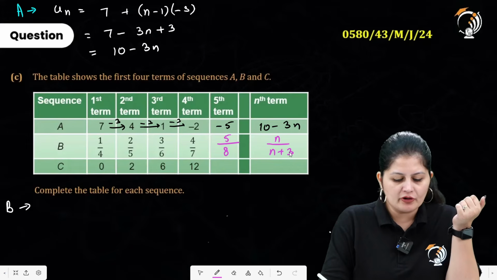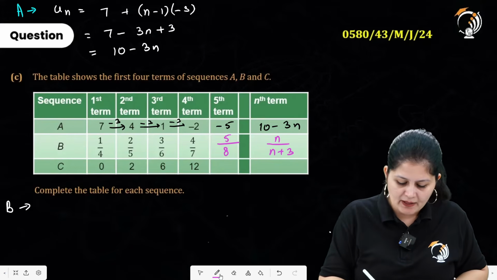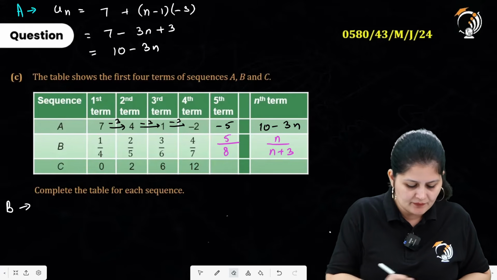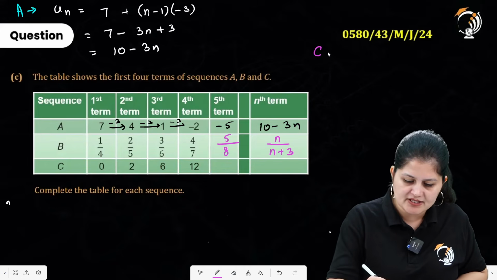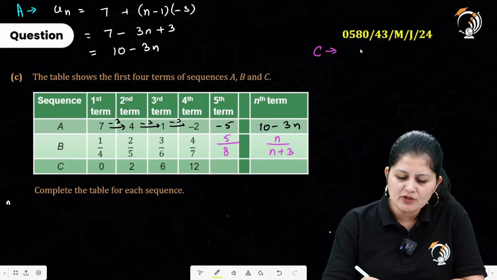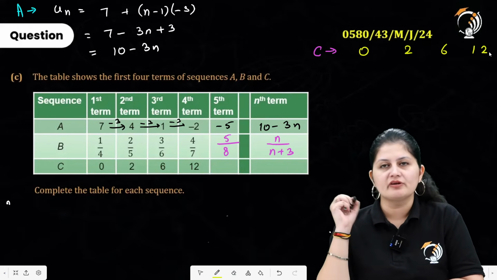Now, moving forward to the next part, which is the C part of the question. Let's understand what the C part says. We need not solve this particular part here, so let's move to the C part. So, what does it say? The C sequence goes as 0, 2, 6, 12. That is what we can see as the sequence.